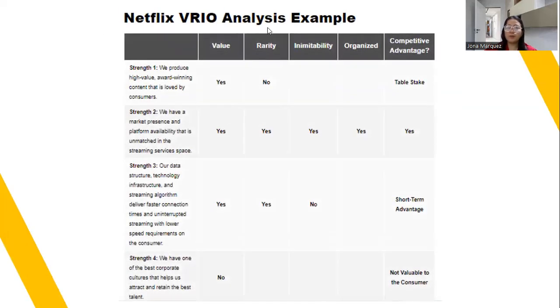So, I have here an example of VRIO analysis of the company Netflix. First is, ganito lang ginagawa yung VRIO, guys. You need to identify yung mga strength. Usually, this strength is coming from research, from your competitors. What are the strengths of your competitors? So, identify mo. Now, from VRIO, yung value, rarity, imitability, organization.